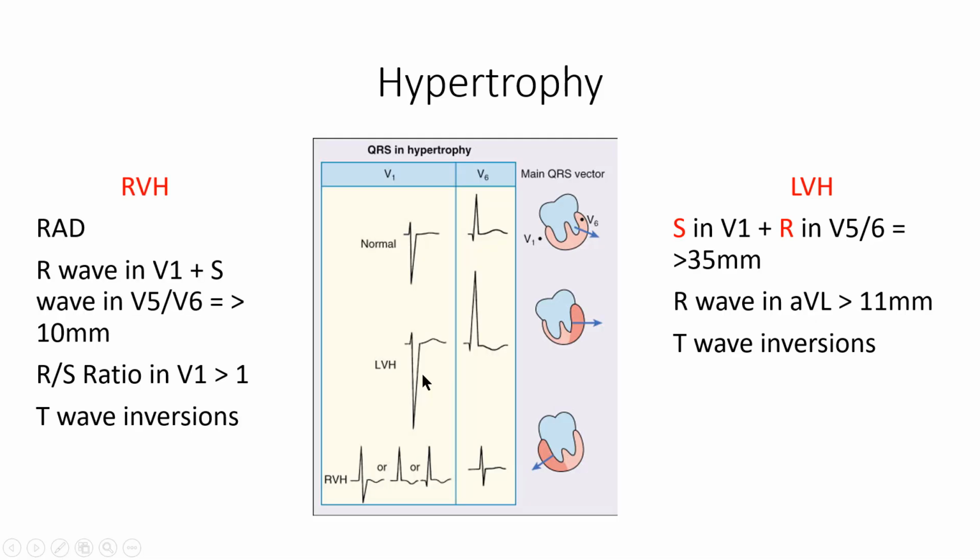For RVH, we must have a right axis deviation to demonstrate that there has been sufficient right ventricular hypertrophy to alter the axis rightward. Also, we'll be looking for the R wave in V1 plus the negatively deflected S wave in V5 or V6 to be greater than only 10 millimeters, as the right ventricle has a much smaller size from its baseline and so requires less change. Also, the R to S ratio in V1 has also been proposed, which is simply a very large R wave in V1. Also, we can see significant T wave inversions in the mid and anterior leads.